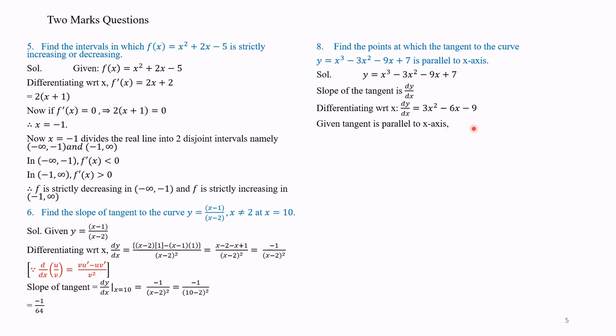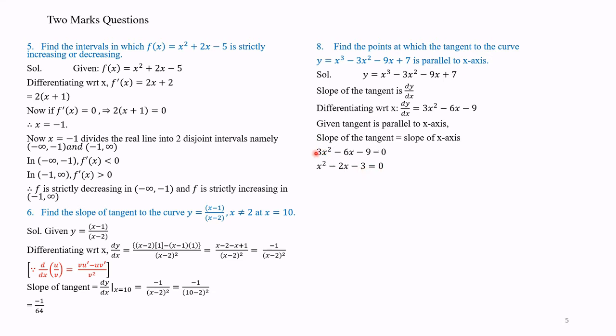Given the tangent is parallel to the x-axis, the slope of the tangent is the slope of the x-axis, which we write as 0. So, for parallel to the x-axis, dy by dx should be 0. Therefore, 3x square minus 6x minus 9 should be equal to 0. Therefore, x square minus 2x minus 3 equals 0.